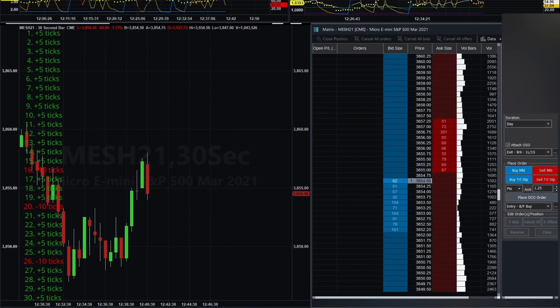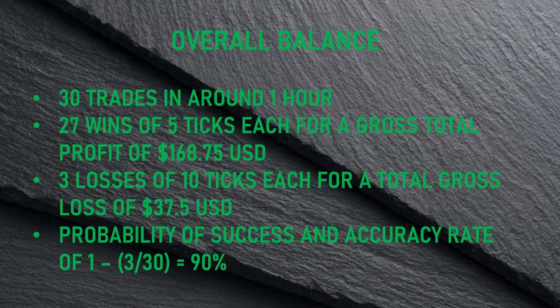30 trades, scalps. Okay, so that was it. The overall balance for this exercise was 30 trades in around 1 hour. It took around 1 hour to perform those 30 scalps. On average it was like 5 seconds. Very fast.